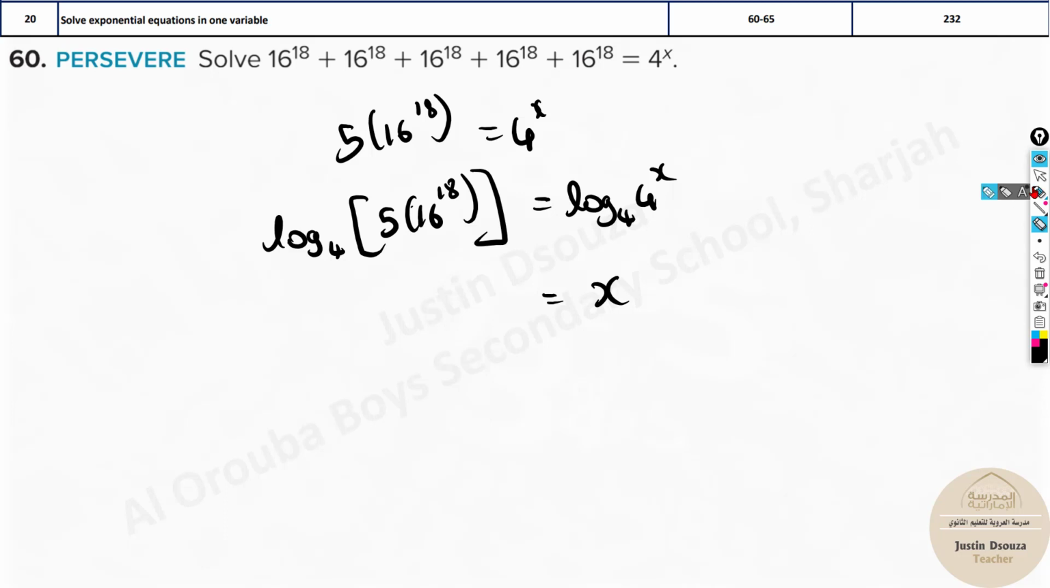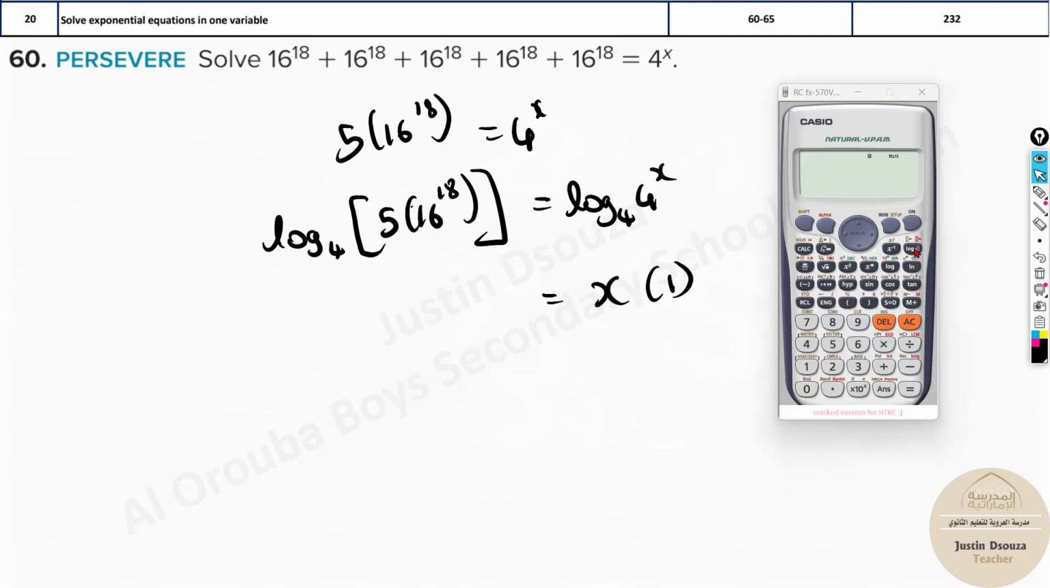So for now, just remember, whenever you have x over here, take log on both the sides. Provided the base of the exponent is 4, take log base 4. And this is 1, so it will be x. This side, just put it in the calculator. Let's do it. I'll show you how to do it.